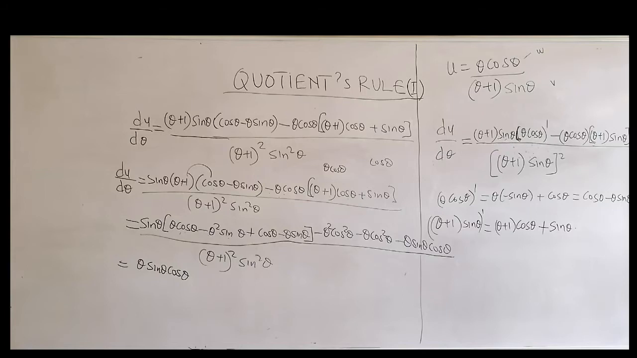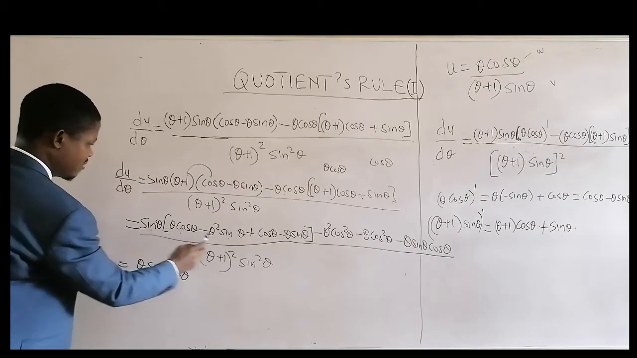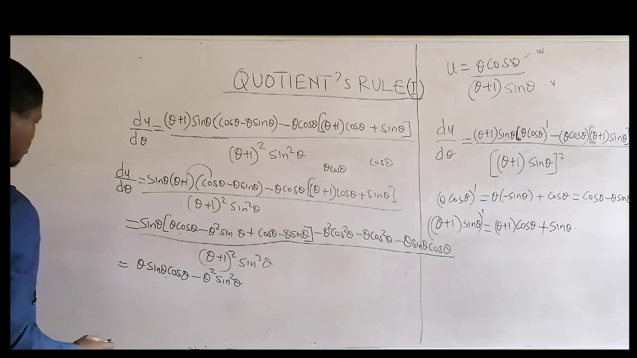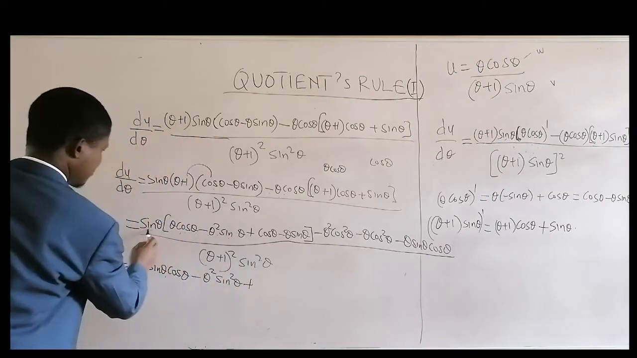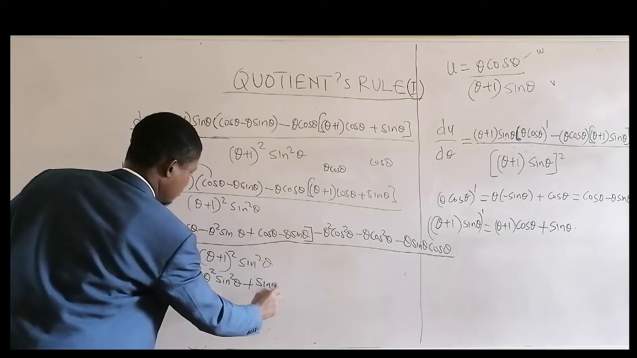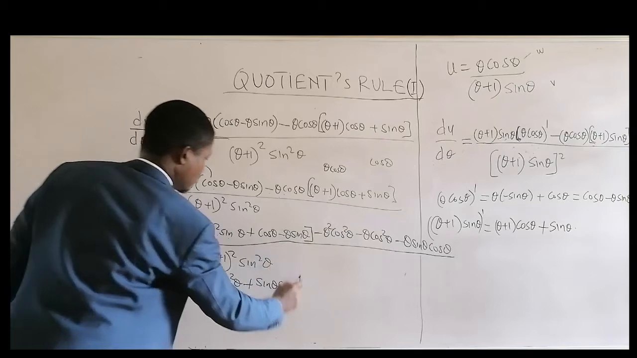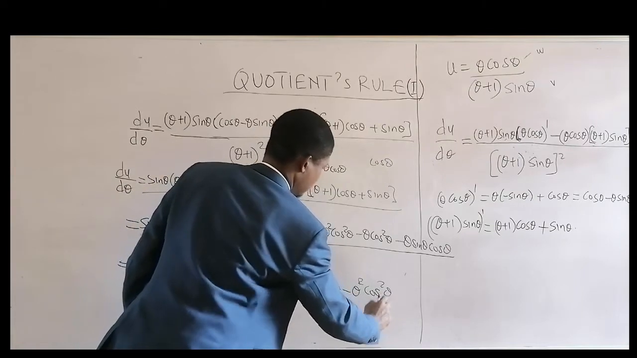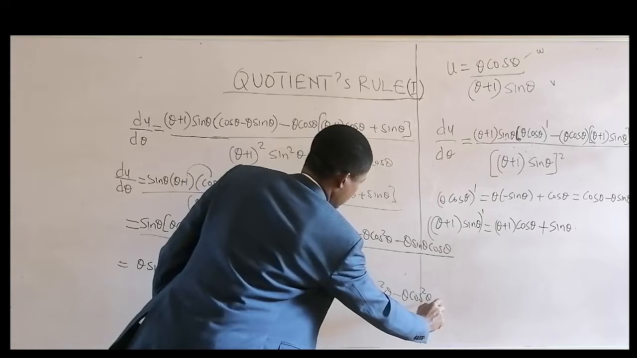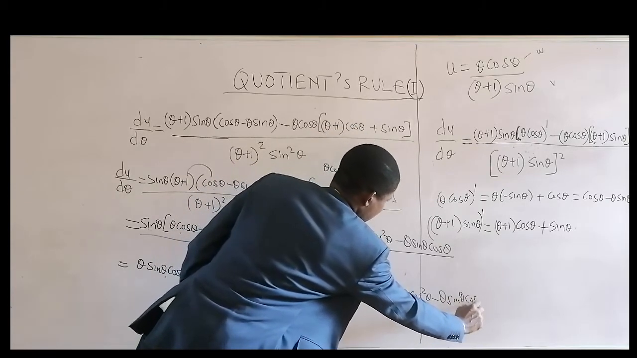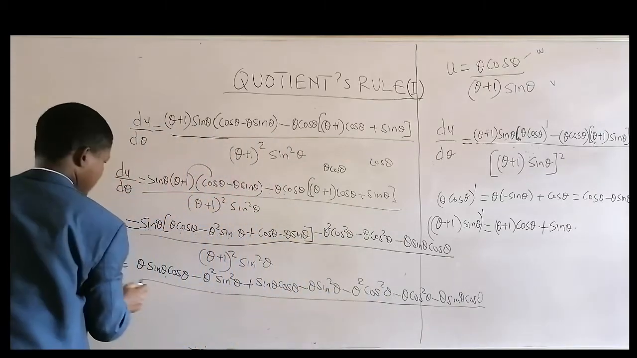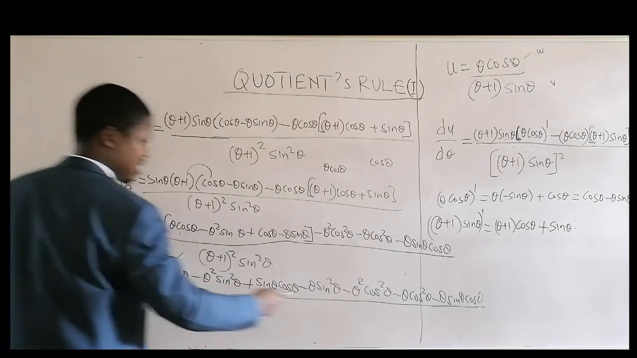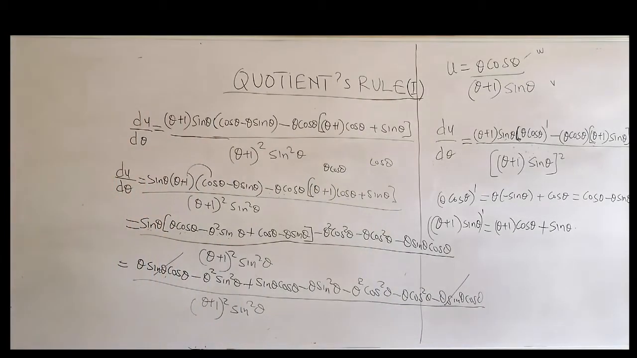So that's what we should have there. This one times this one, that's minus theta square sine square theta. Okay, then plus sine theta times cos theta, sine theta cos theta, and then sine theta times this one, so minus theta sine square theta, so minus theta square cos square theta minus theta cos square theta minus theta sine theta cos theta all over theta plus 1 square sine square theta. So this one and this one will cancel out. So those two will cancel out.